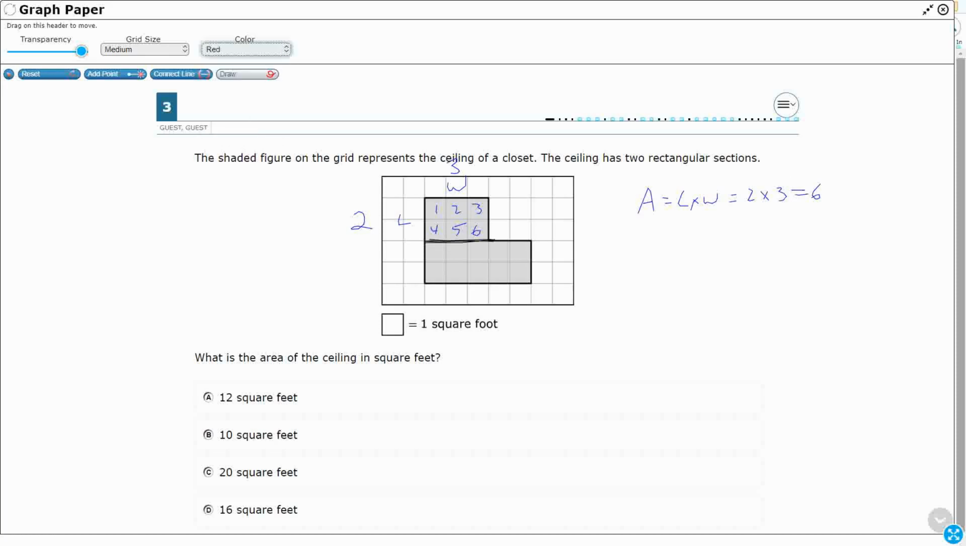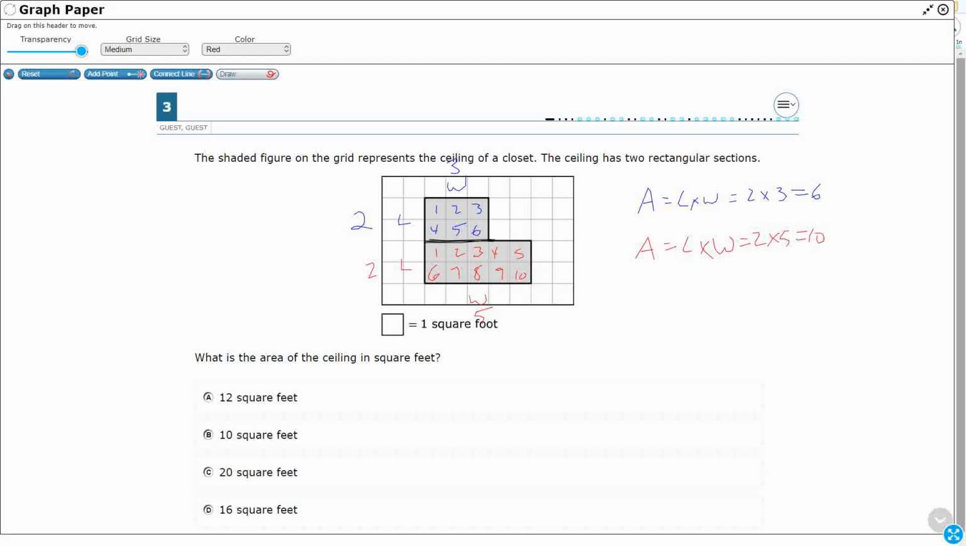What about this bottom one? Okay, we could do length times width, base times height. That's 2. This is bigger. 1, 2, 3, 4, 5. So area equals length times width. That's 2 times 5. That's 10. 1, 2, 3, 4, 5, 6, 7, 8, 9, 10.